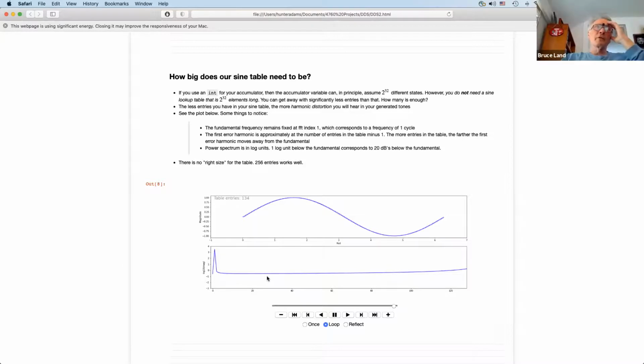So with 256 samples, as you've shown it here, the fundamental is at frequency 1 and the first error harmonic is above frequency 200. So if you're playing a frequency of middle C, 262 hertz, the first error harmonic is at about 50 kilohertz, which you can't hear at all. Not even the best young ears can hear 50. Some of you can hear 22, 25. I can't hear 8, but never mind.